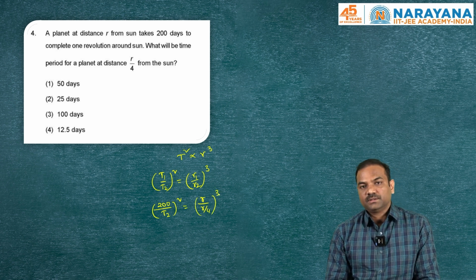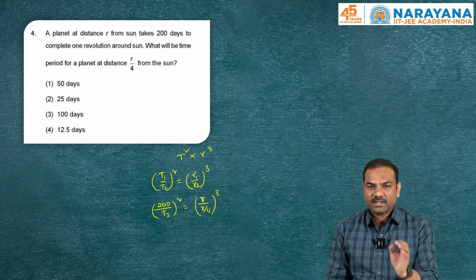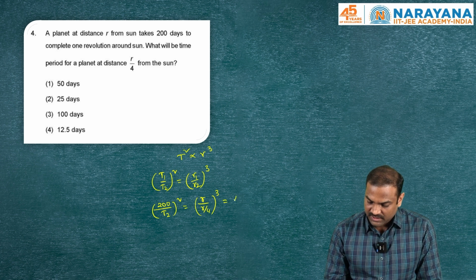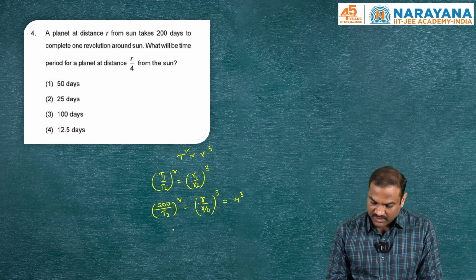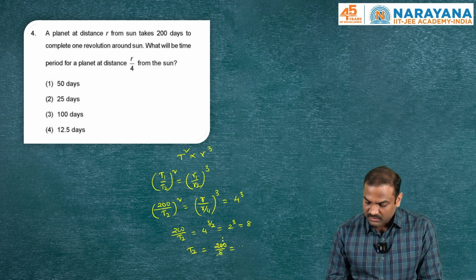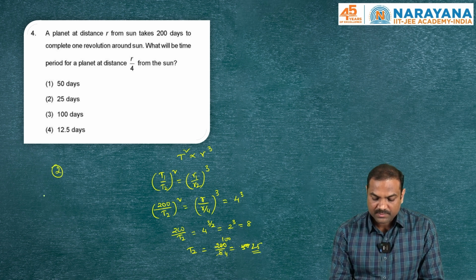Okay. So students, when you are doing this type of calculation, a little carefulness is important, otherwise you will make mistakes. So it is something like 4 cube, then 200 by t2 is equal to 4 power 3 by 2. So it is 2 cube, which is going to be 8. Then the required time period will become 200 by 8, 100 by 4, and 25 you will get. So the required option is 2.